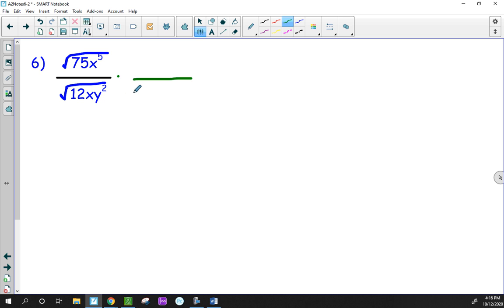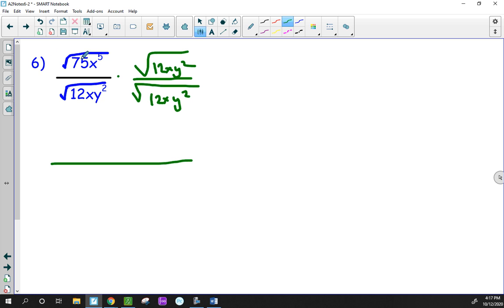It is one single term on the bottom. It is a nice square root. So me multiplying the top and bottom by the same factor, like the square root of 12xy squared, should work. So let's try that. We're going to do 75 times 12, and that is 900. Let me make sure I bring down my radical. X to the 5th times x to the 1st is x to the 6th. And I'm going to have to drop down my y squared.